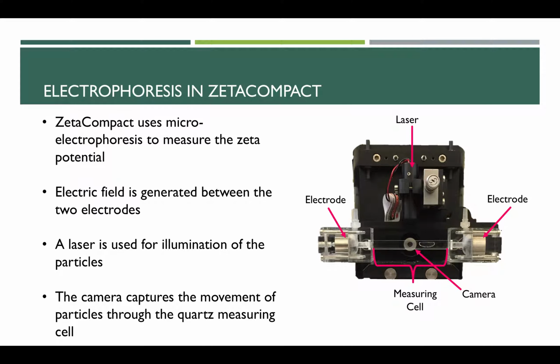The ZetaCompact uses this idea of electrophoresis to measure the zeta potential. In this image, you can see the electrodes that generate the electric field, which spans across the measuring cell. The particles in the colloid can move through this solution towards either of these electrodes in the measuring cell. In order to track the motion, the particles are illuminated by a laser and then imaged by the camera mounted at the measuring cell.